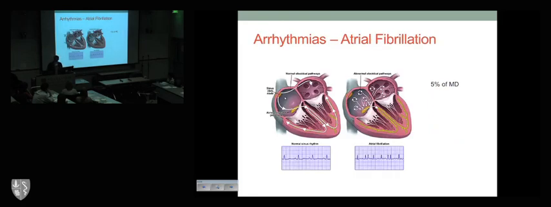So those are the slow heartbeats. But what can happen with patients with myotonic dystrophy, and again, about 5% of patients develop this, is that the electrical system has almost the opposite effect. You can have very rapid heartbeats. And there's one condition in particular called atrial fibrillation that we see with greater frequency in patients with DM, about 5% of these patients.